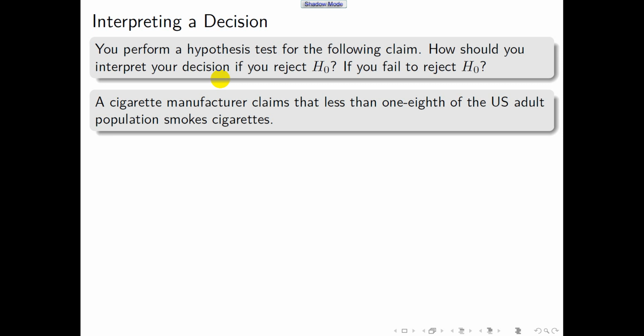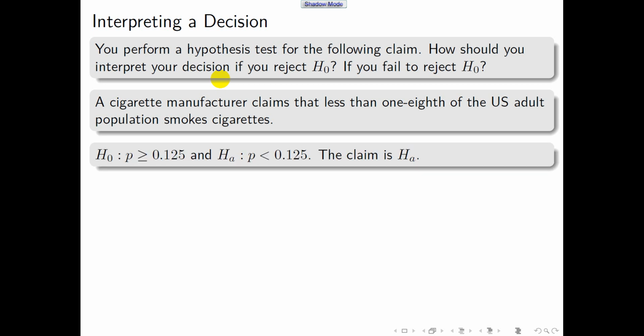Okay, so you perform the hypothesis test for the following claim. You should interpret your decision if you reject the null hypothesis or if you fail to reject the null hypothesis. A cigarette manufacturer claims that less than 1/8 of the population of the US smokes cigarettes. Okay? So we defined the null hypothesis as p is greater than or equal to 1/8, and the alternative hypothesis is p is less than 1/8. Our claim is the alternative hypothesis.